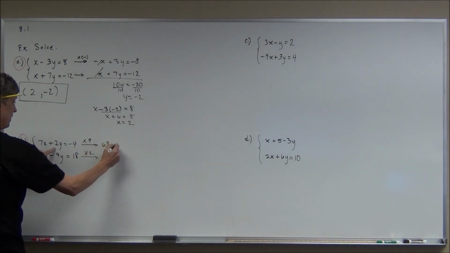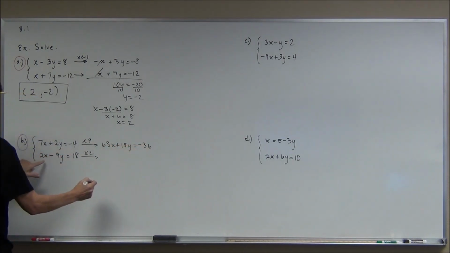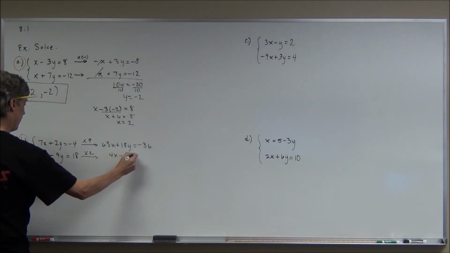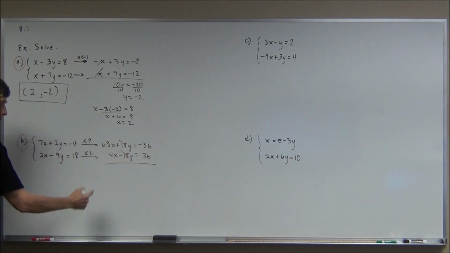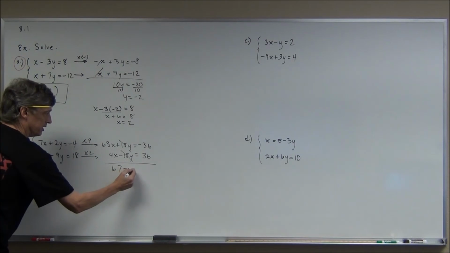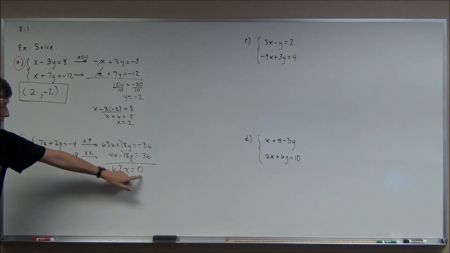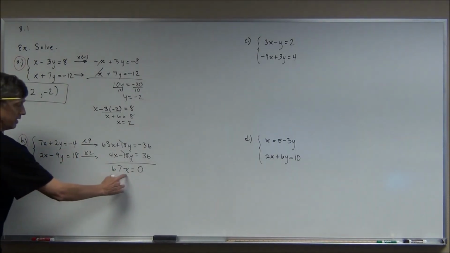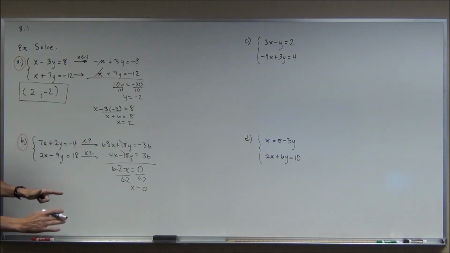63x plus 18y is equal to -36. 4x minus 18y is equal to positive 36. So you can see that the 18y's are going to cancel. I get 67x is equal to, that's kind of nice, I get a 0. Now students sometimes kind of panic when they get a 0 like that because they think they've made a mistake. 67x equals 0 only if x is 0. So that's an okay value to have.